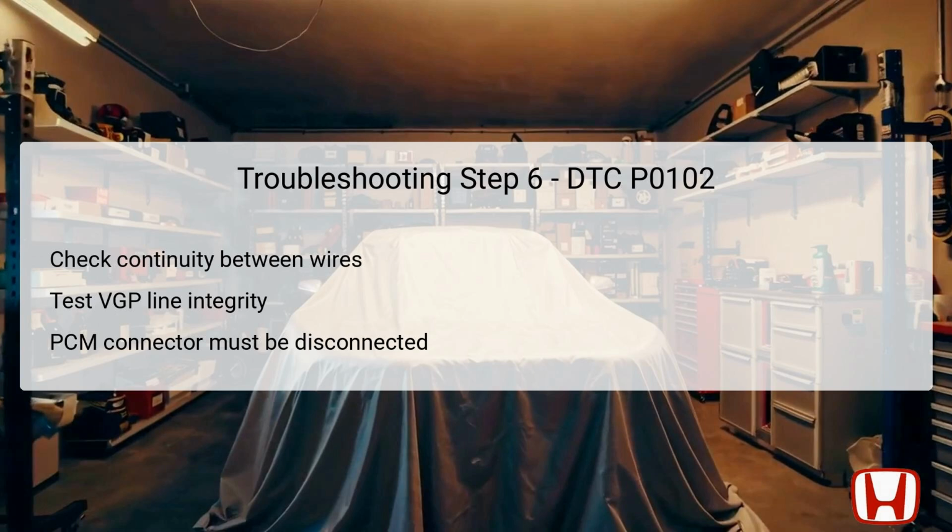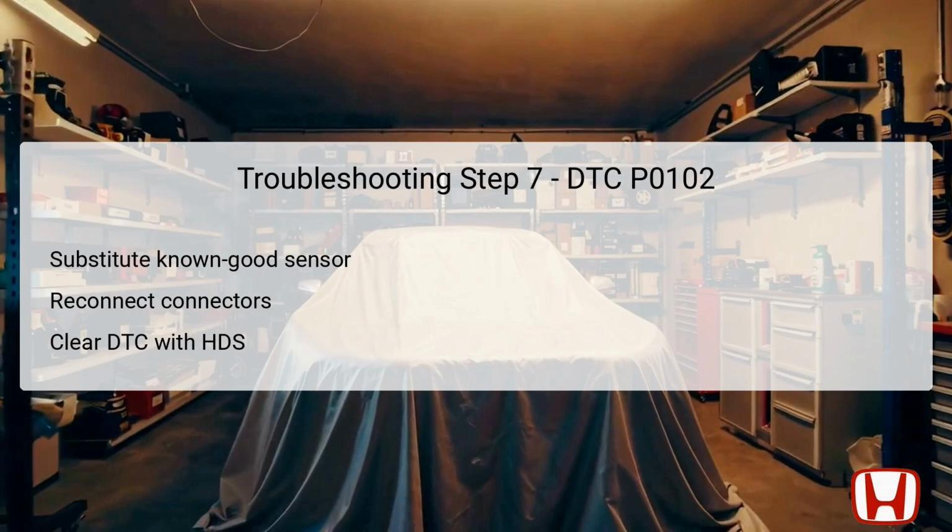Should the wiring be verified as intact, it may be necessary to update the PCM software or replace the PCM under certain conditions, particularly if software updates have not been applied previously. The 7th and final troubleshooting step involves substituting a known good MAF or IAT sensor, which is pivotal for determining the root cause of the DTC.